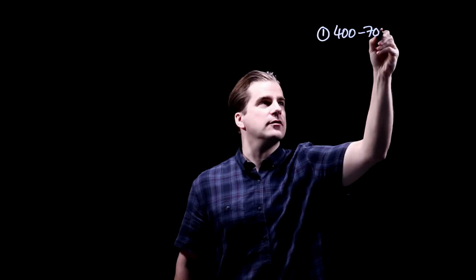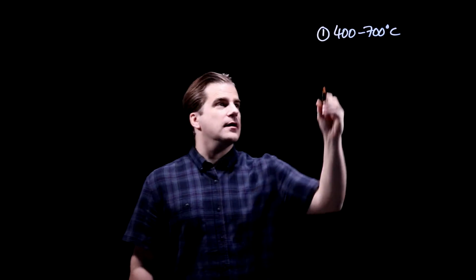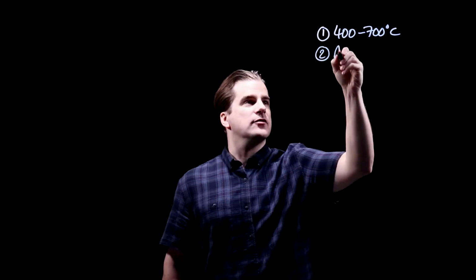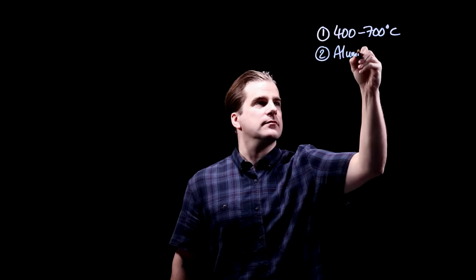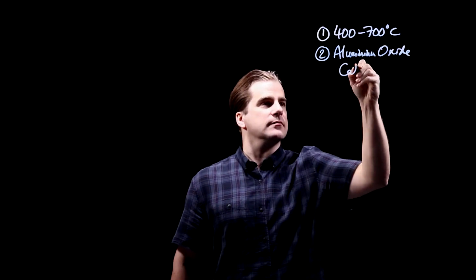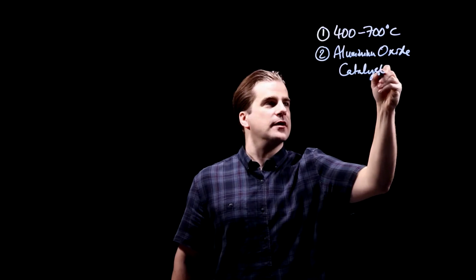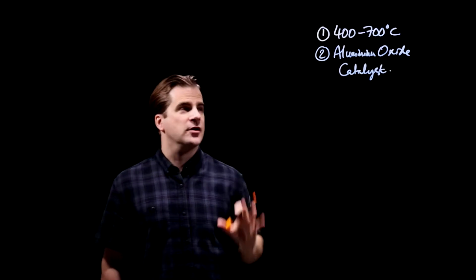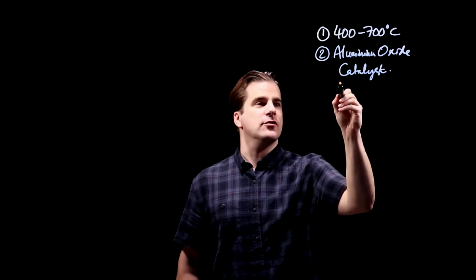Okay, hydrocarbons. First question. Give 2 conditions used to crack alkanes. Well, you've just got to know this. Commit this to memory. To crack alkanes, you need a temperature of 400 to 700 degrees C, and you need an aluminium oxide catalyst. Okay, just got to know that. Those are the conditions necessary for cracking.